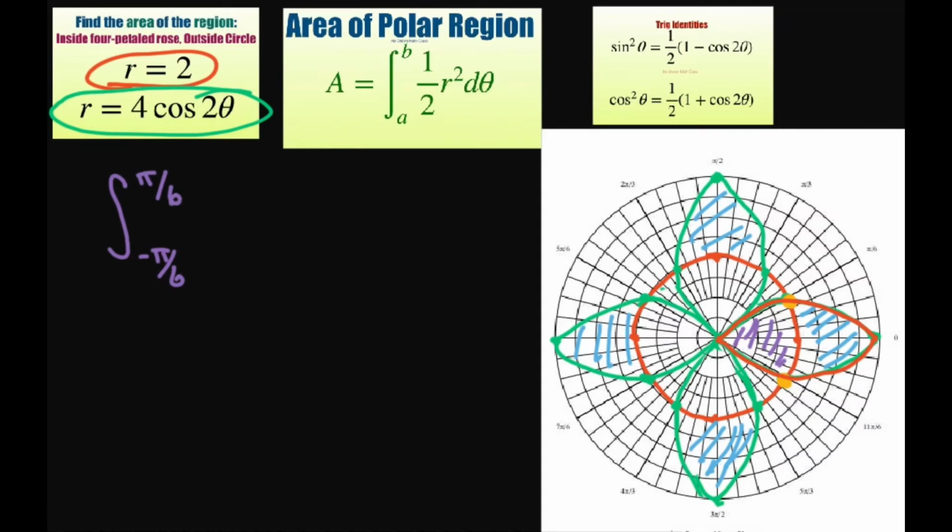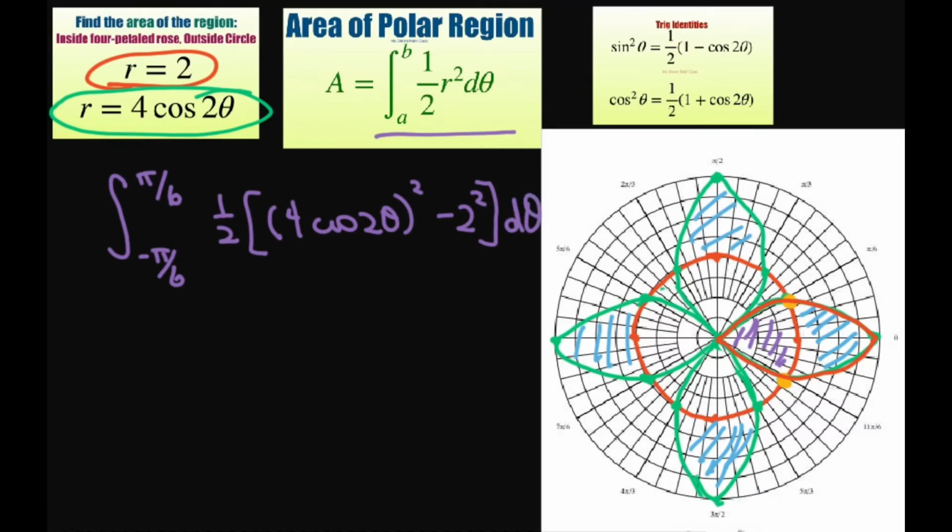And then I'm going to write 1/2, using my formula, of 4 cosine of 2 theta squared minus 2 squared d theta. Now that's going to give me this one. So if I multiply this by 4, then this is going to just give me 2. So 4 times 1/2 is just going to be 2.